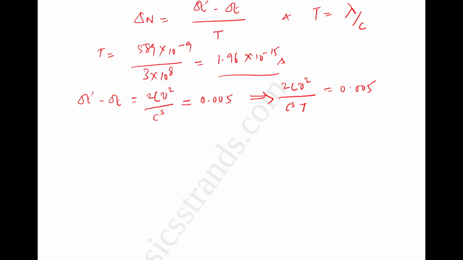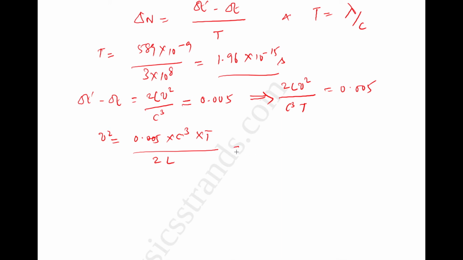So proceeding ahead, we can write what is v here, right? Directly, if I write v squared, v squared is going to be equal to, we need v, right? So we can write 0.005 into c cube, because T we have written here, right? So it is fringe shift, so T over 2l.